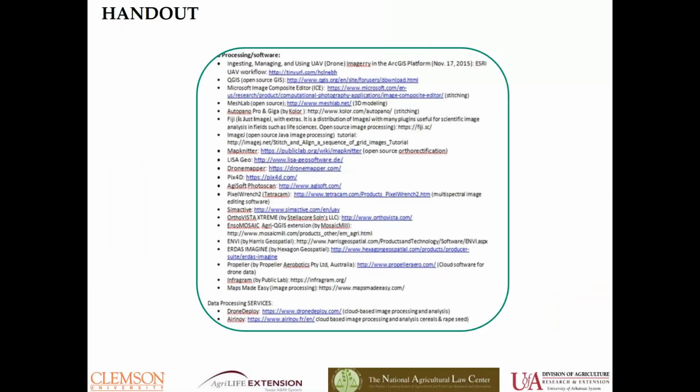Again, a reminder that the speaker's notes have lots of resources related to remote sensing and sensors.